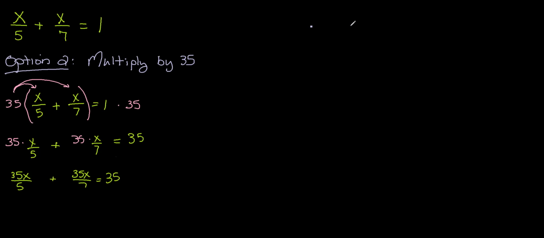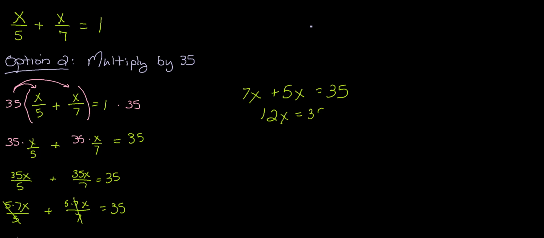And now I can cancel because 35 is the same as 5 times 7. And so those 5s cancel, and I'm just left with 7x for my first fraction. In the second fraction, 35, again, that's 5 times 7, over 7, and those 7s will cancel. So I'm just left with 5x. If I was working on paper, I'd go down the page, but I'm on a screen, so I'll just come over to the right side here. We are left with 7x plus 5x equals 35. On the left-hand side, that's 12x equals 35, and dividing by 12 on both sides gives me x equals 35 over 12.